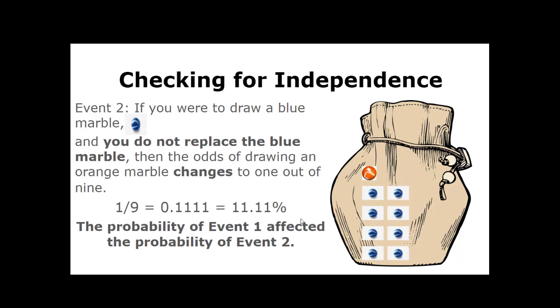Let's say you did that. You did event number 1 and you drew a blue marble, and you do not replace the blue marble, so you leave it out of the pouch, then the odds of drawing an orange marble changes, and it changes to 1 out of 9. Now there is no longer a 10% chance of drawing an orange marble. Now in event 2, there is an 11.11% chance of drawing an orange marble. So the probability of event 2 was directly affected by the probability of event 1.